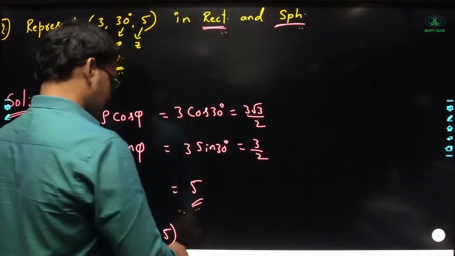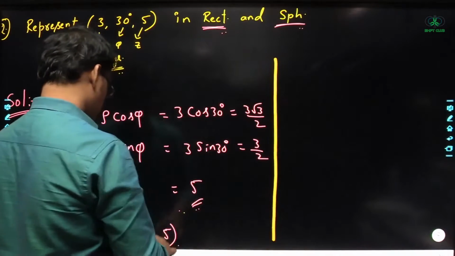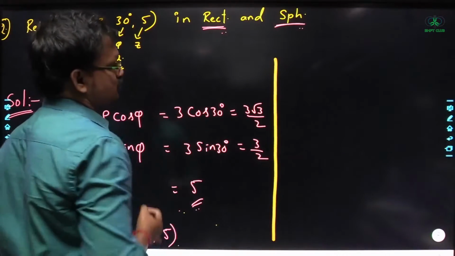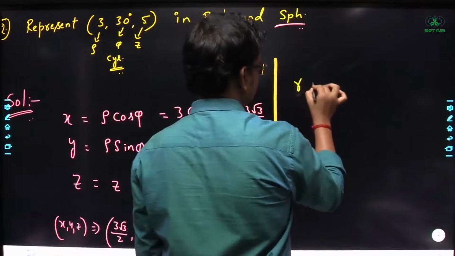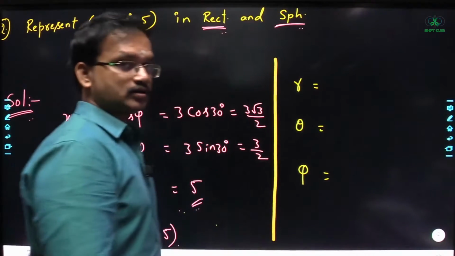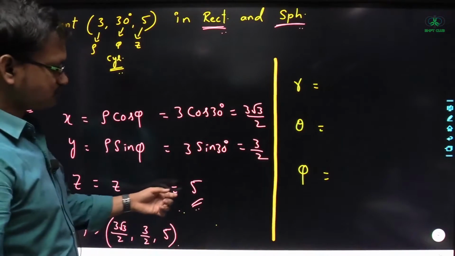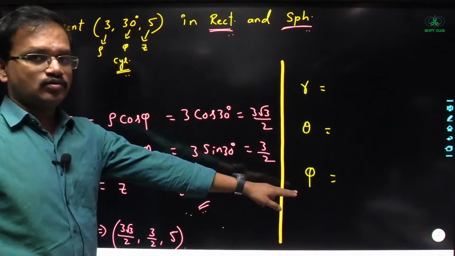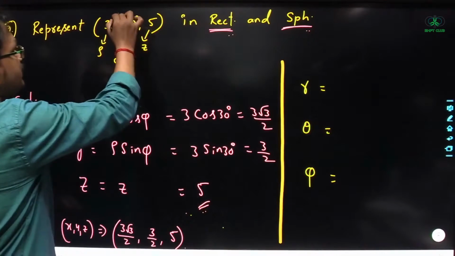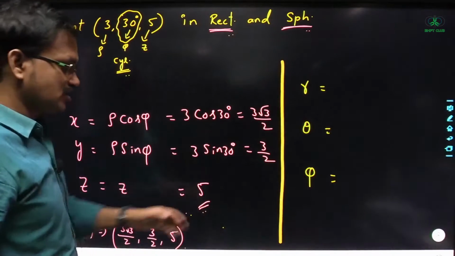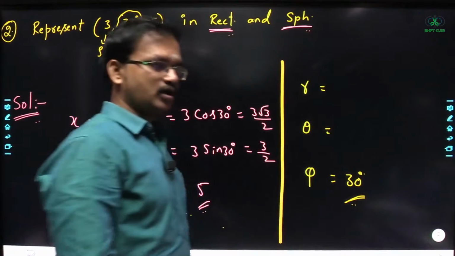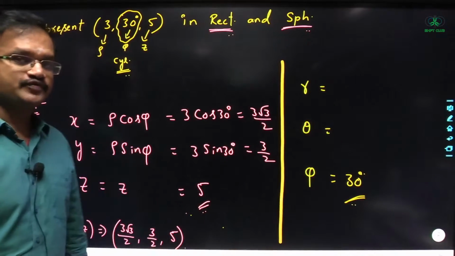In spherical coordinates, what are you going to get? Tell me. Convert this into spherical coordinates, that means you have to represent r, theta and phi. See here, phi in the spherical coordinate system is the same as phi in the cylindrical coordinate system. In the cylindrical coordinate system, the phi value they have given is 30 degrees, so here also phi is 30 degrees only. The definition of phi remains the same as in the cylindrical coordinate system.